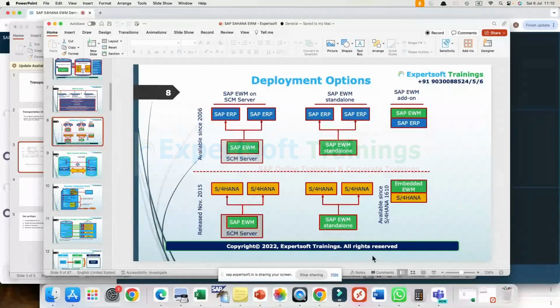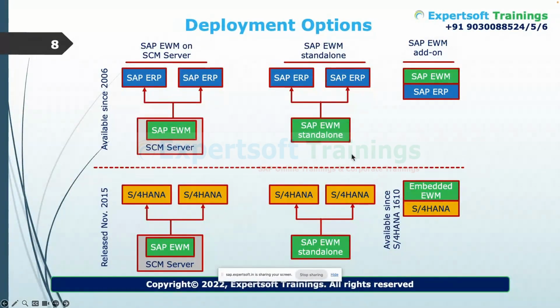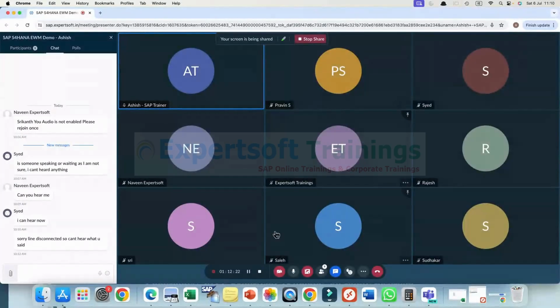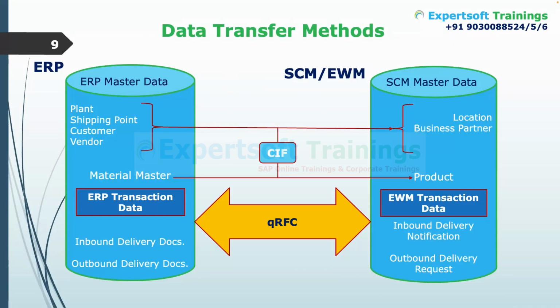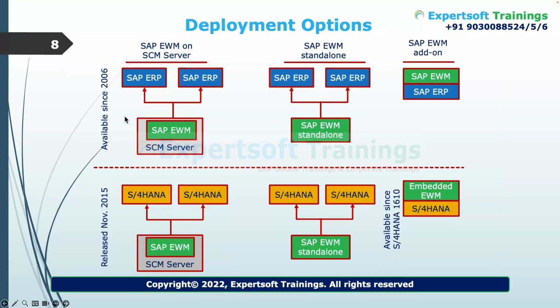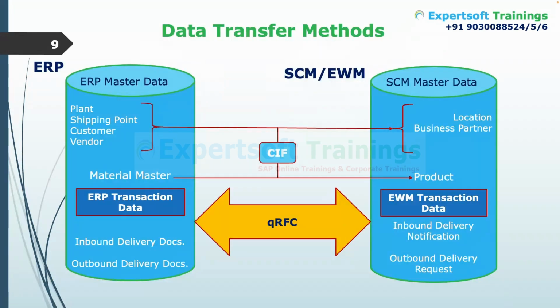Okay. Now, so far we are discussing a lot of this. You can ask me a question: we are discussing a lot about embedded, but what is embedded? Before that, this particular deployment option where you are using ECC and SCM server to use your EWM functionality, how will it look? It will look like this. You have your ECC system, and you have your SCM EWM system.